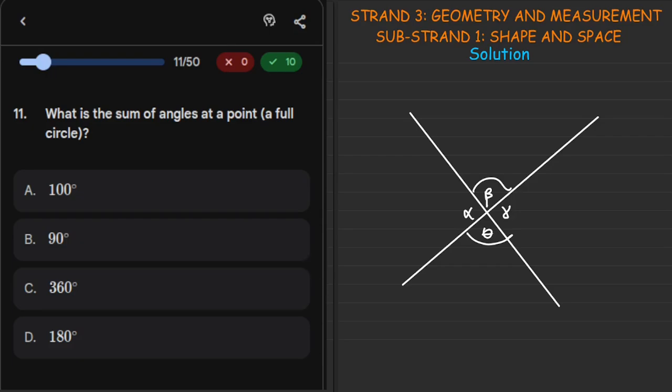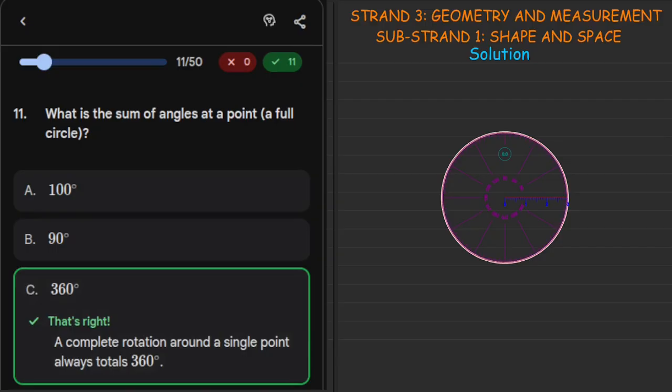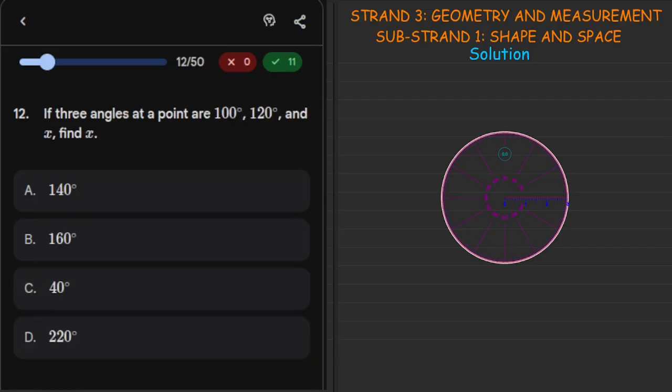What is the sum of angles at a point? And it says in brackets, a full circle. So at a point, if you go round in circle form, we say you have done 360 degrees. So as you can see here, if we move in circles, then we have gone around 360 degrees, and that is C.